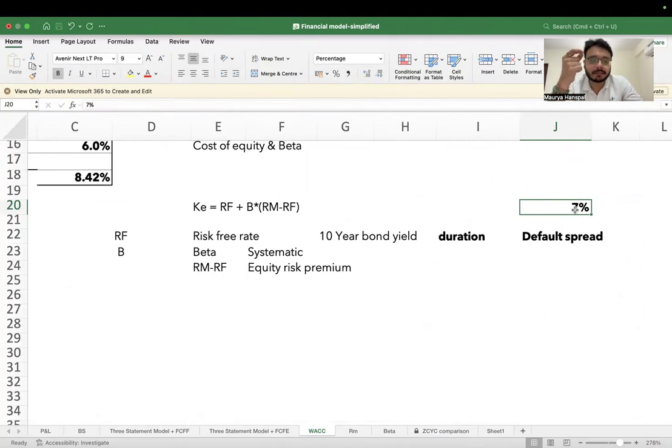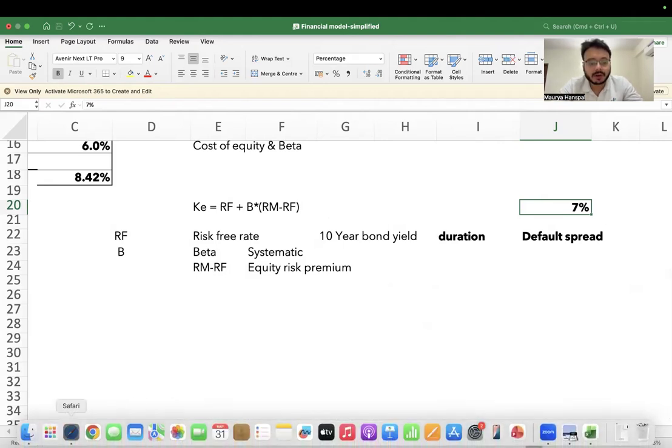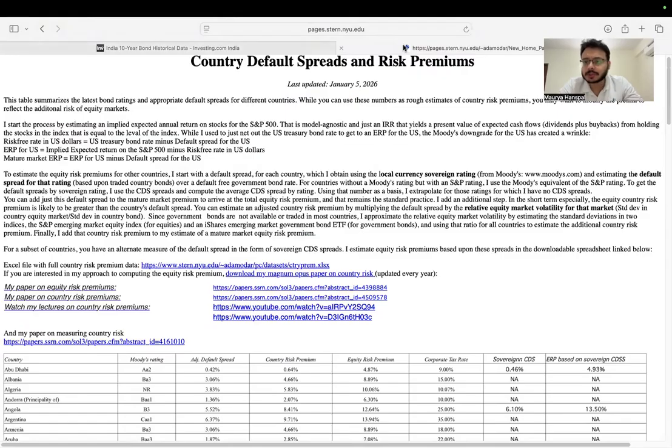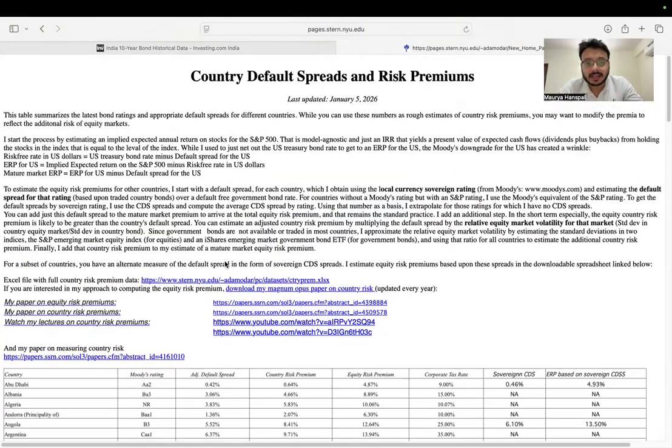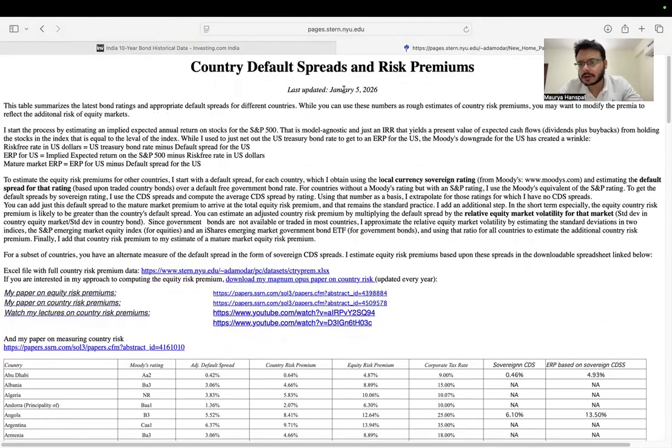The default spread is simply the probability, in quantitative terms, that this bond might default, correct? So I need to subtract that number. So usually for that, we tend to look at Mr. Aswath Damodaran's country default spreads and risk premium report. Right? Mr. Aswath Damodaran is the most well-recognized professor in the field of financial modeling, valuations, and equity research. He's a valuation guru. Big companies like JP Morgan or Morgan Stanley tend to use data from this file. Now, this link is updated as of January 5th, 2026.